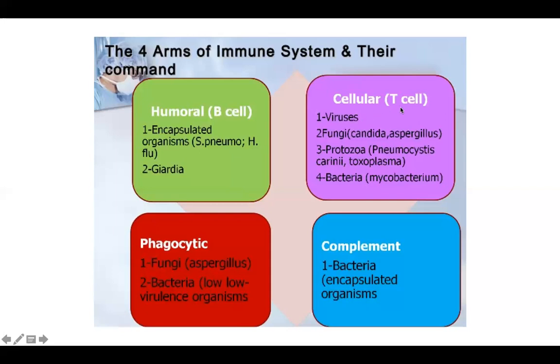What is cellular immunity important against? Cellular immunity deals with intracellular pathogens, right? A classical example of an intracellular pathogen, which we discussed already, is the infected cells. Infected with what? Viruses, right? Like, for example, the coronavirus disease.